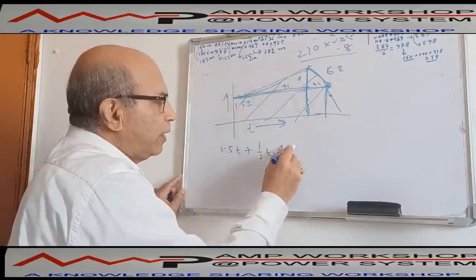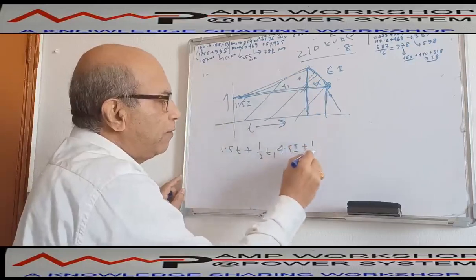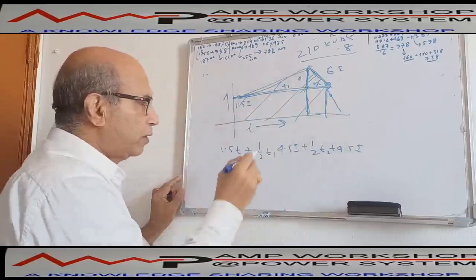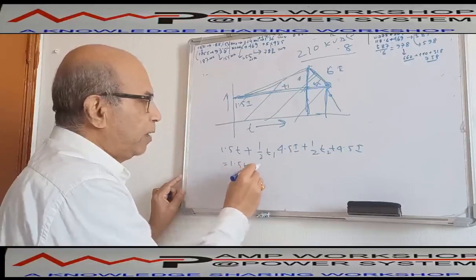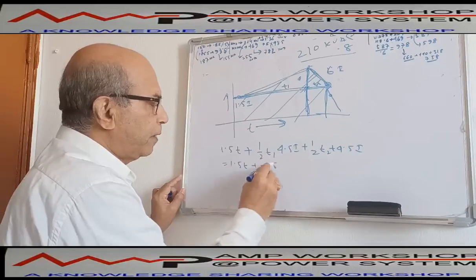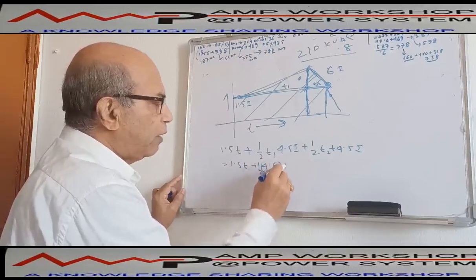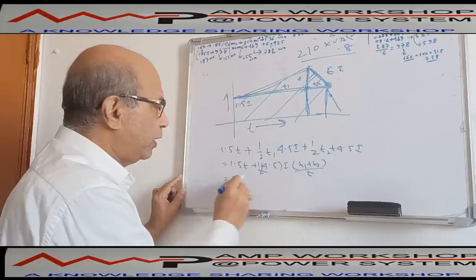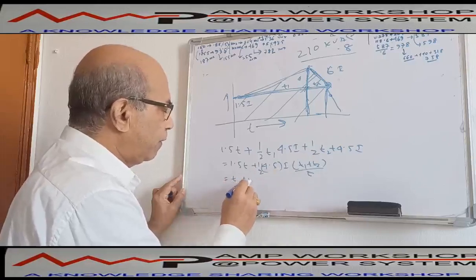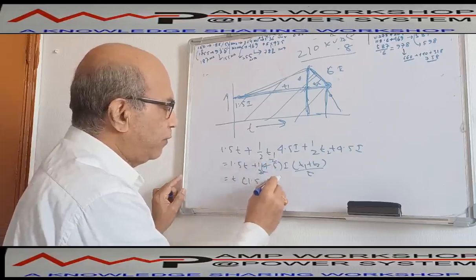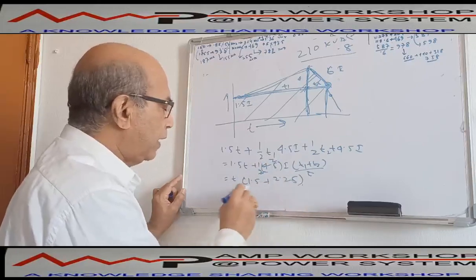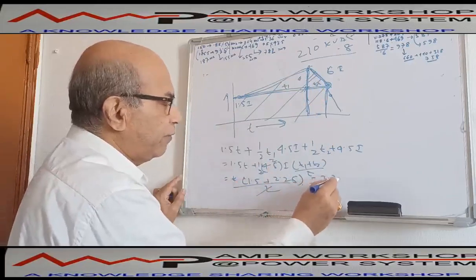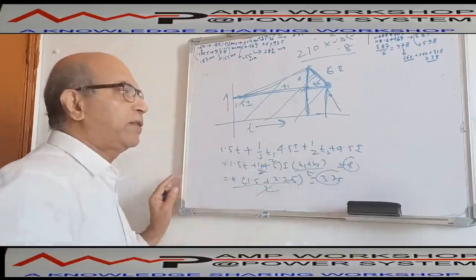So 4.5 into I, plus this other area, which is similar: half into T2 into 4.5 I. This is the height of this triangle. If you calculate, it is 1.5 T plus half into 4.5 into I common, then T1 plus T2, which means T. If you take T common, this will be 1.5 plus 2.25, and this divided by T is the average. This will be about 3.75. So you can say approximately 4 times is the average starting current of the motor.